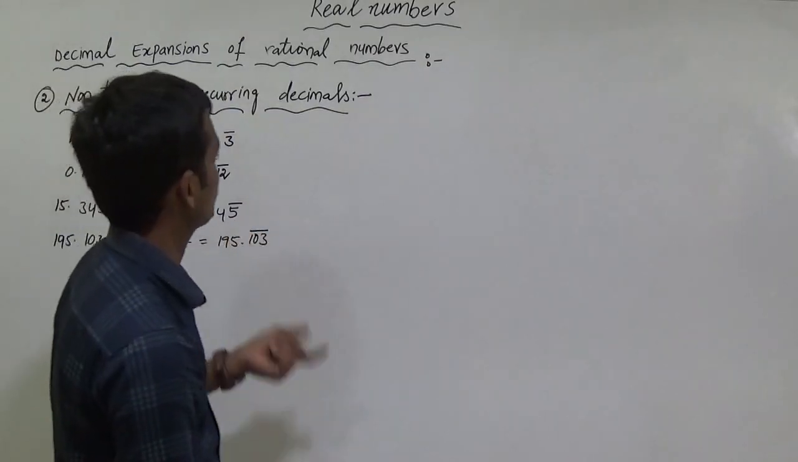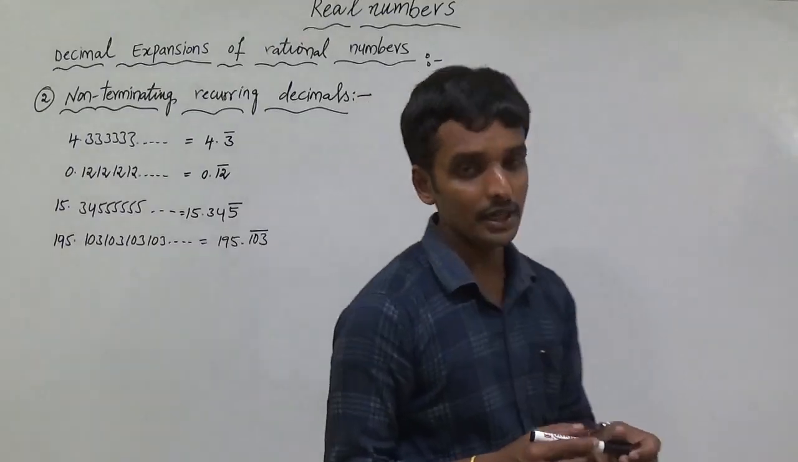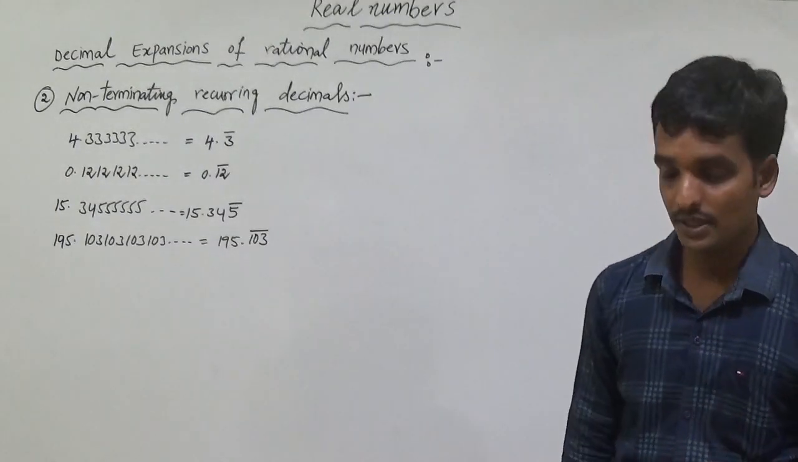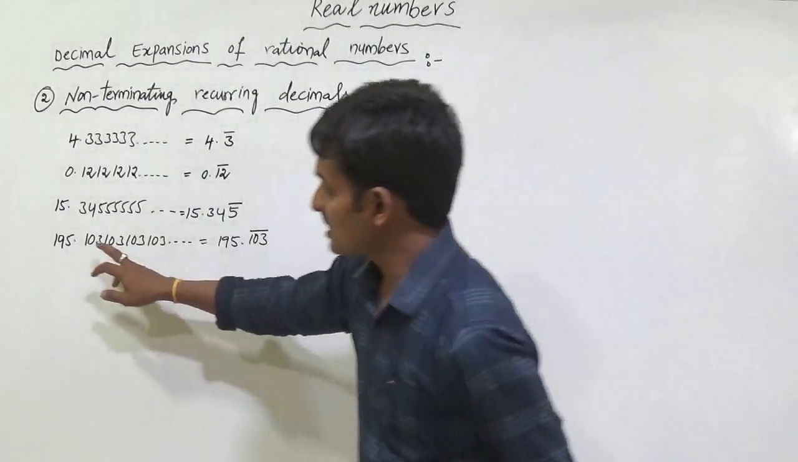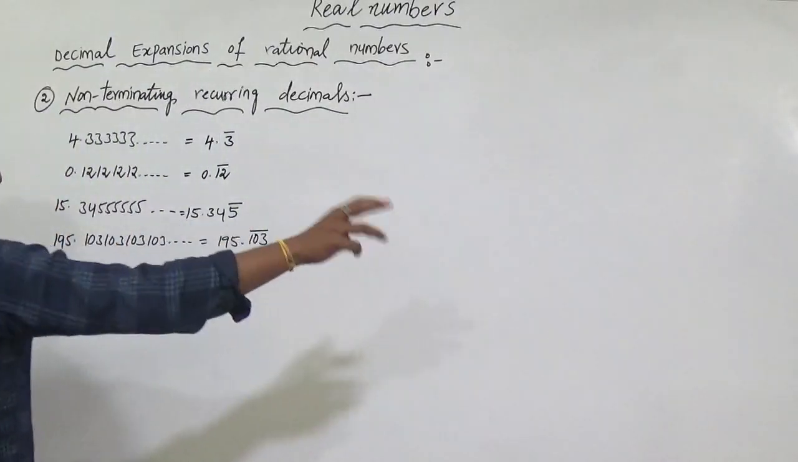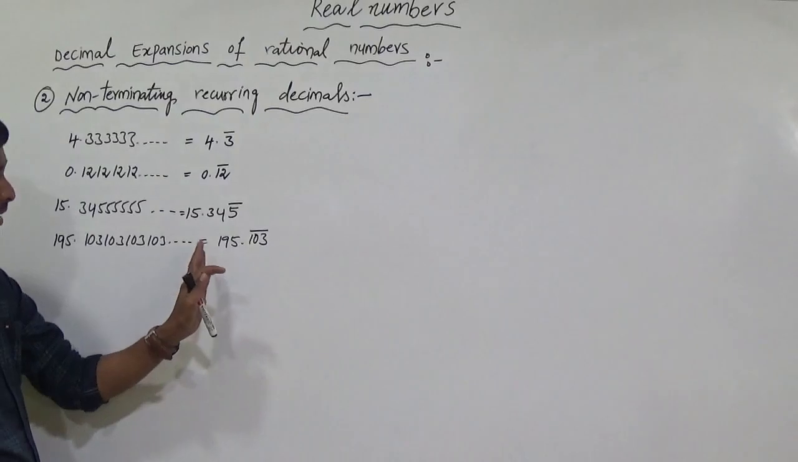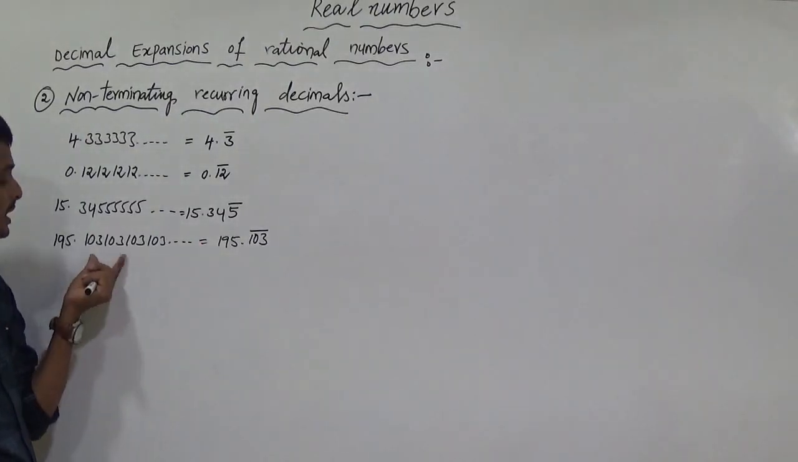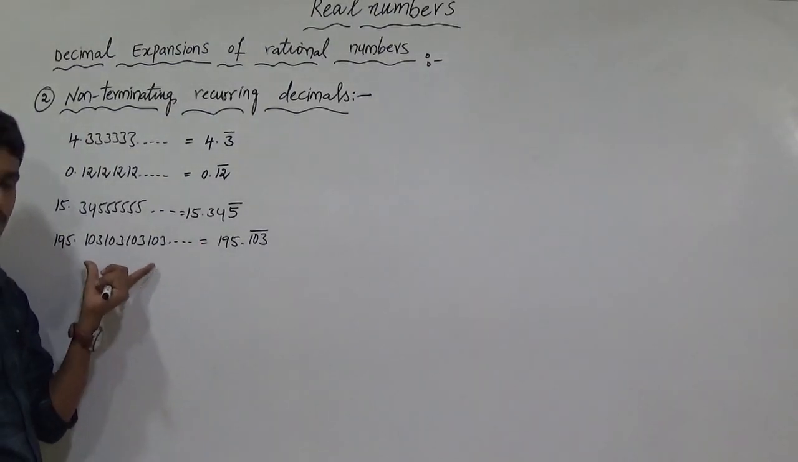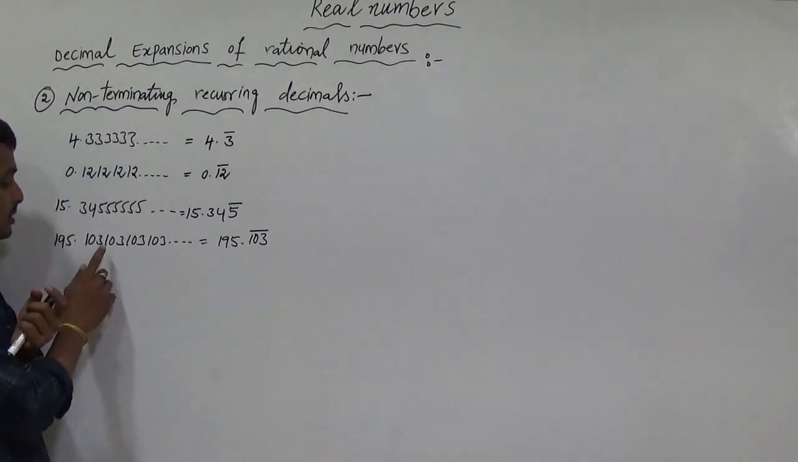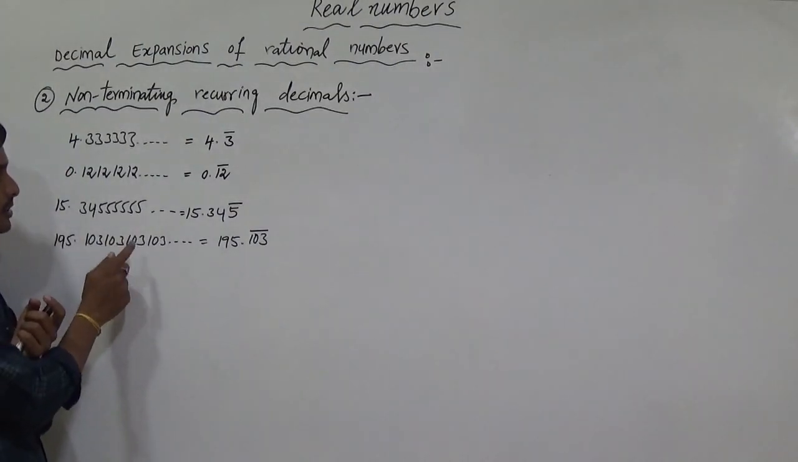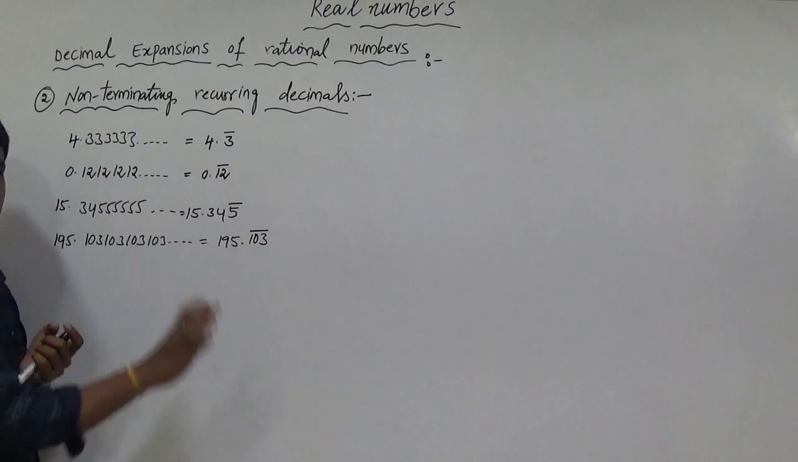These types of decimal numbers are called non-terminating recurring decimals. Non-terminating means they do not stop, they keep going. And recurring means they are repeating, they have a pattern, 103 103 103 103, like that.